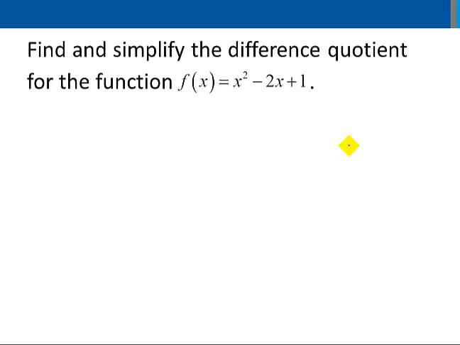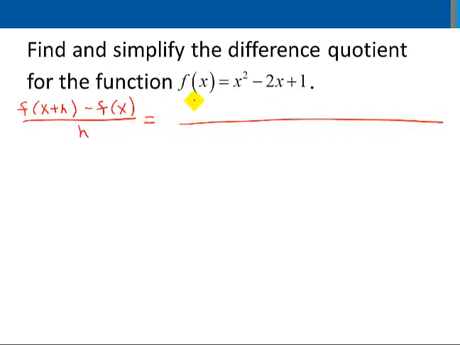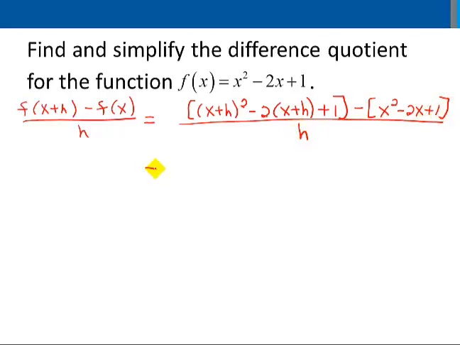The next example, we will find and simplify the difference quotient for the function f of x equals x squared minus 2x plus 1. Again, by writing out what the difference quotient is, f of x plus h minus f of x all over h equals, this time I want to replace f of x plus h with x plus h squared minus 2 times x plus h plus 1, and to replace f of x with x squared minus 2x plus 1. And again, all over h.